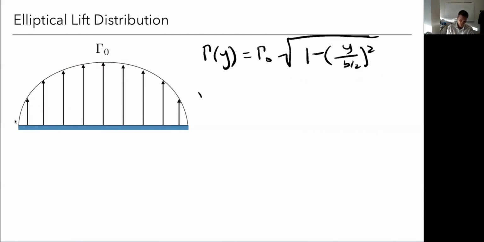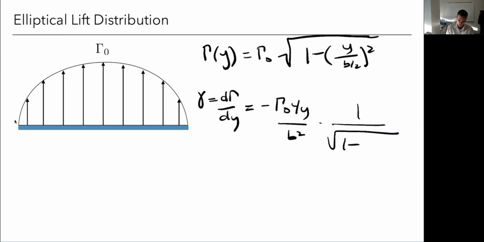From the previous equation, we'd also want little gamma, right? Which, remember, is d gamma dy. I can take that derivative. I'm just going to do it in one step here. Make sure to do the chain rule. It gives me minus gamma 0 times 4y over b squared times 1 over the square root of all that stuff, 1 minus (2y over b) squared. Okay, so that's the derivative.